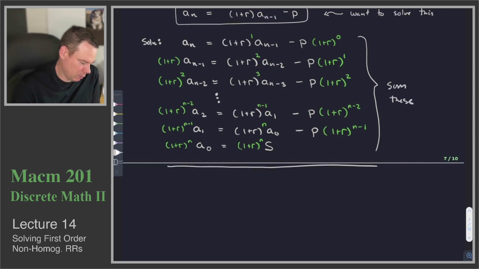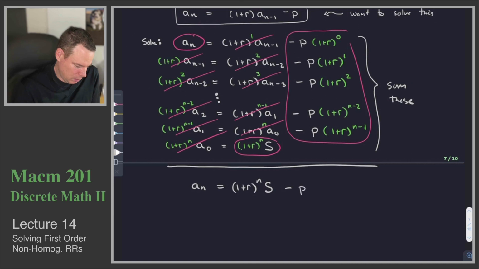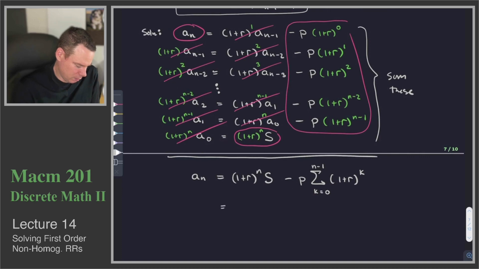What happens when we sum these up? We get a lot of cancellation. As usual, all these things cancel off. The surviving terms are this one, and all of these. And so we get a n is equal to 1 plus r to the n times s minus p times the sum of 1 plus r to the k, where k goes from 0 up to n minus 1. And so that's a geometric series again.